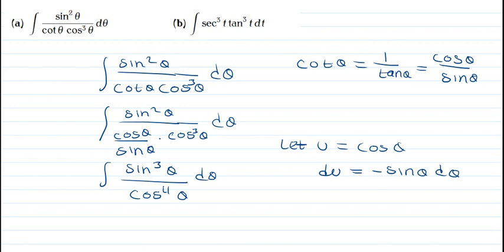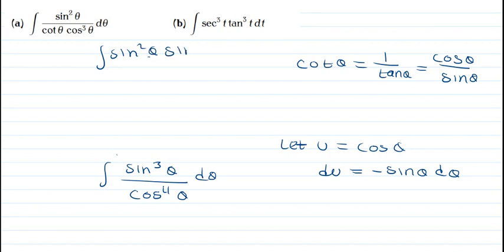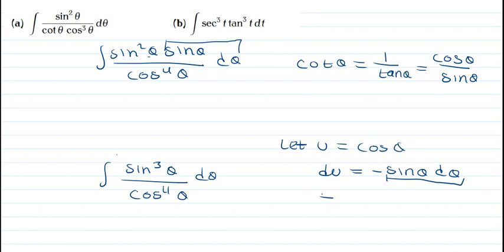Then splitting the function that we have here, we're going to have the integral of sine squared theta multiplied by sine theta, then everything over cos power 4 theta d theta. It means that this part here is similar to this part. So to make it exact, we are going to multiply both sides by a negative. So we are going to have negative du is equal to sine theta d theta.